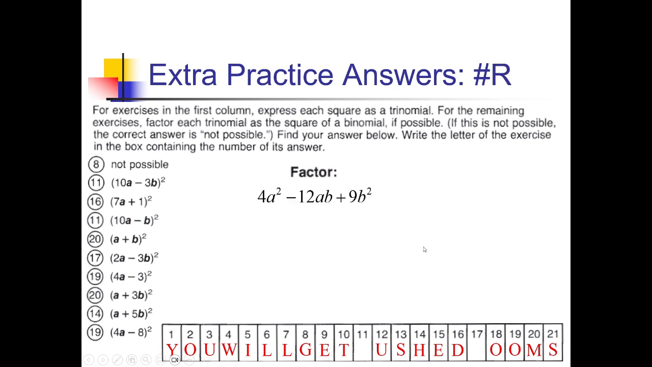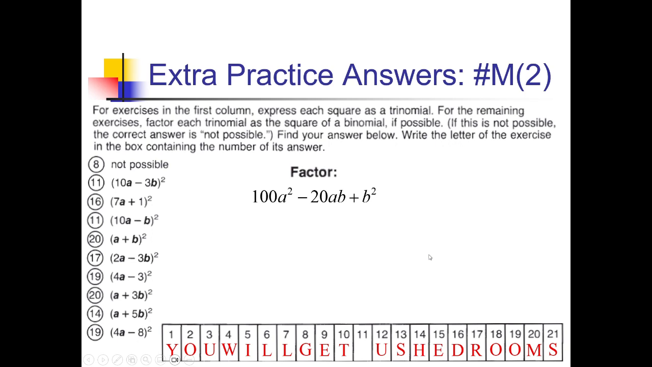Now for the only problem R of the puzzle, square root of this first thing gives us 2A. Last square root is going to be 3B, and then we have a negative middle term, so negative 3B. 2 times 2A times negative 3B, let's check all that. So that's going to be 4A. 4A times negative 3B is negative 12AB, which matches our middle term from the original. So then 2A minus 3B, looking for that. I see that right here, number 17. So 17 gets an R.